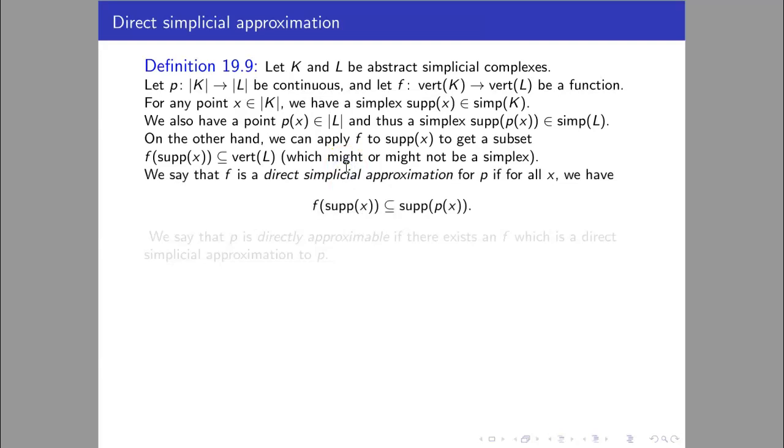And so here's the key definition. We say that F is a direct simplicial approximation for P if for every point X, as we've got here, F of the support of X is a subset of the support of PX. And we're going to say that P is directly approximable if an F exists with this property.